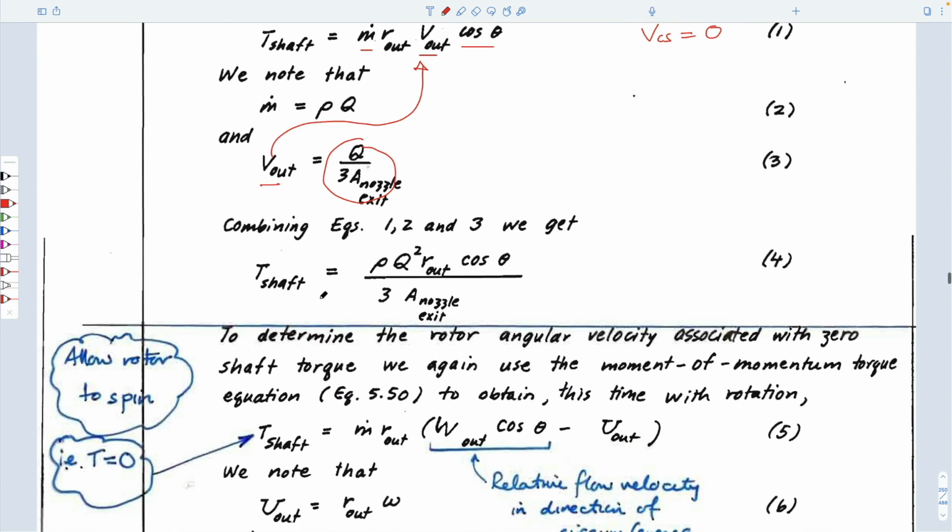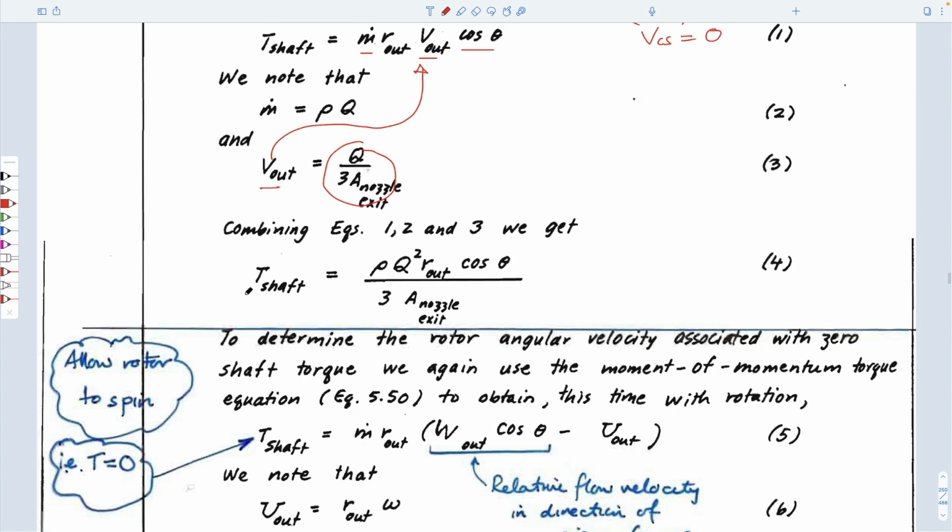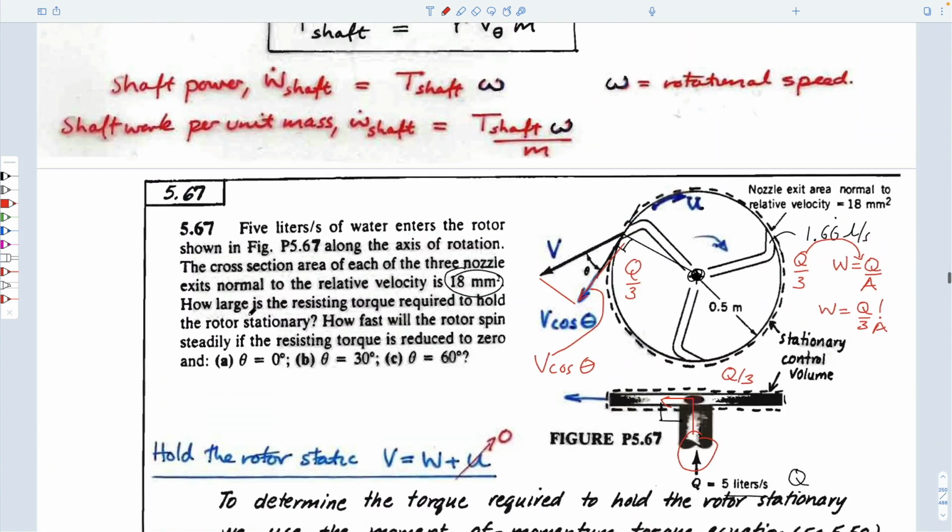So the maximum torque that we'd get would be this: a volumetric flow rate, the radius at which it's turning, the angle at which it's angled, an area of the nozzle, and the density of water. The only interesting thing about this question is that they use this angle theta to be able to change it, to be able to see where the maximum torque is. And so you can do it by intuition as to what that torque would be. They do it at 3 different angles.